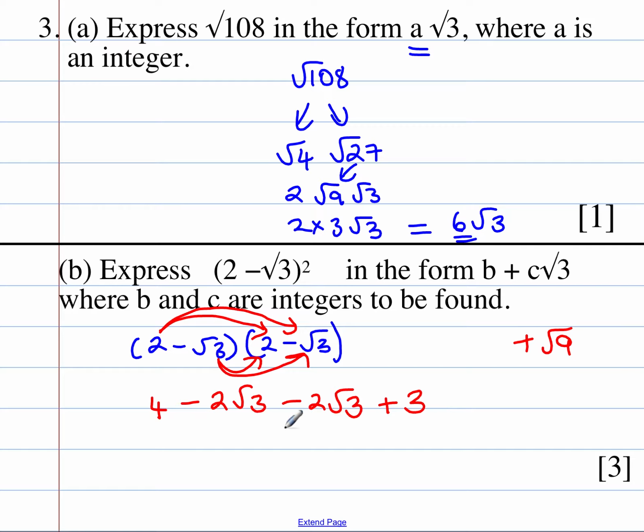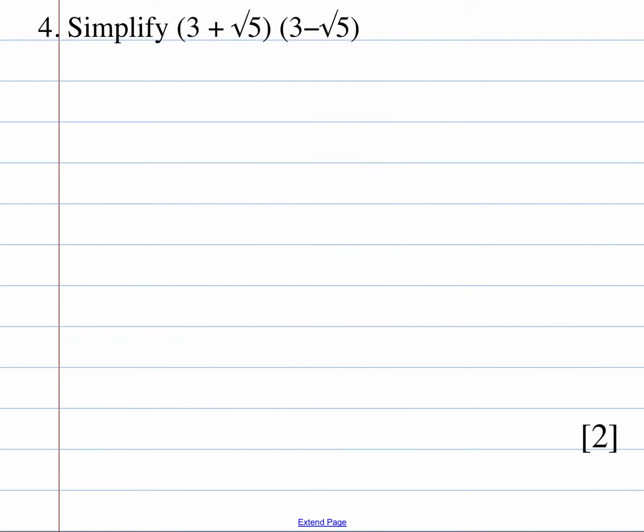Okay, so 4 and 3, if I add them together, that will give me 7. Negative 2 root 3 take away 2 root 3, so negative 2 take away 2 is actually negative 4. And then we just place the root 3 there. So negative 2 root 3 take away another 2 root 3 will give me this as my answer. And it's in this form. Okay, next question.